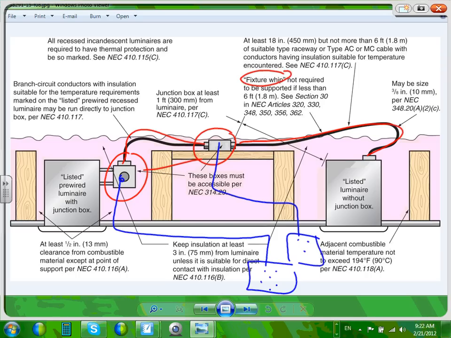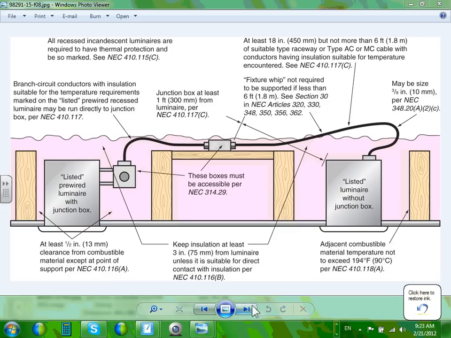What if you took a feed out of that fixture box to a J box? Yep. And then from that J box to the receptacle. Still, you can't go through the fixture. As long as you don't go through the fixture, it's okay. Or through a box that came with the fixture. So this is a big deal, guys, with the installation. So just be aware of that.